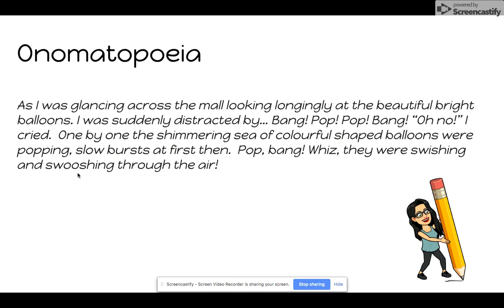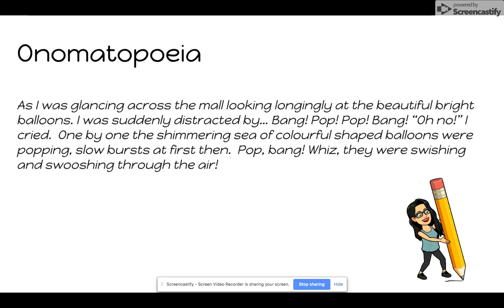Here is an example of a small piece of writing. As I was glancing across the mall, looking longingly at the beautiful bright balloons, I was suddenly distracted by bang, pop, pop, bang. Oh no, I cried. One by one, the shimmering sea of colourful shaped balloons were popping. Slow bursts at first, then pop, bang, whiz. They were swishing and swishing through the air.